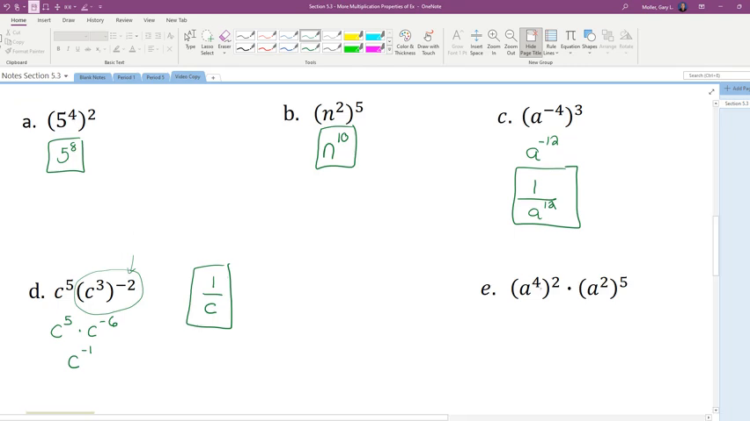Power to a power, we multiply these. So you have a to the 8th times a to the 10th. Now we have our rule that says, oh, you've got 8 a's and then 10 more a's. So we have a total of 8 plus 10 or 18 a's.